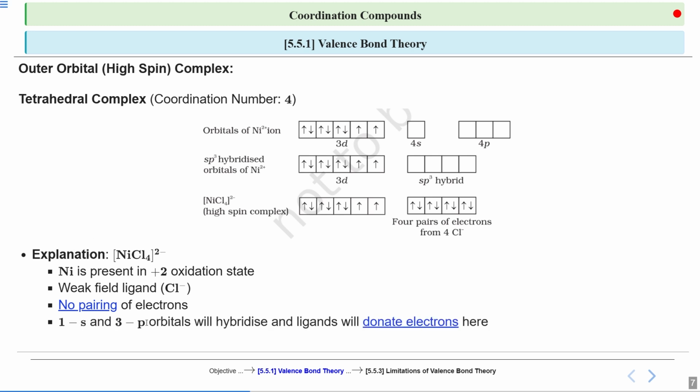So 1s and 3p orbitals will hybridize, and the ligands will donate their electrons into these hybrid orbitals. Hence the hybridization is going to be sp3 for this complex with the tetrahedral geometry. Okay, so the geometry is going to be tetrahedral. That means 1s and 3p orbitals are going to arrange themselves in a tetrahedral manner in 3D space, and the complex is going to represent its geometry as tetrahedral.